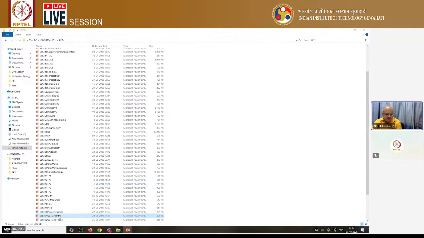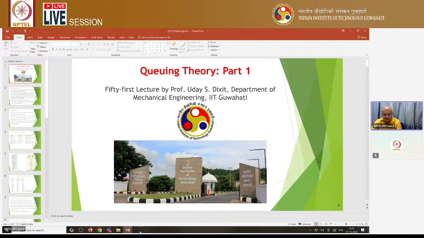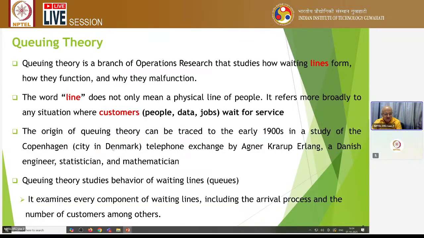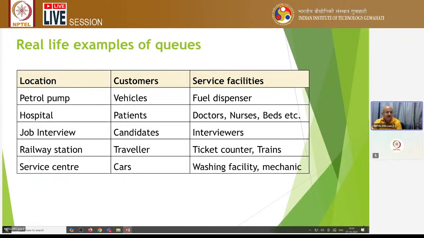Then we discussed queuing theory. Queuing theory is a branch where, suppose you go to purchase a ticket at a railway station and you are standing there, how much time do you have to wait? Everywhere there is a queue. Nowadays, even if you do online booking many times, when you go for a security check, you have to stand in the queue.